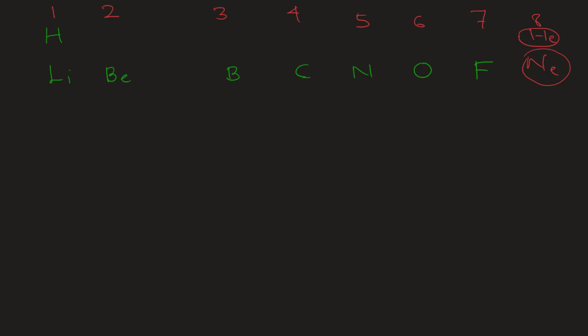Now the other ones, the numbers in red are the group numbers, or actually the number of valence electrons. So lithium has 1, beryllium 2, boron 3, carbon 4, nitrogen 5, oxygen 6, and fluorine should have 7. So now we can look at the group numbers 1 to 8 and the number of valence electrons in each. That's the important thing to write a couple of times and know.